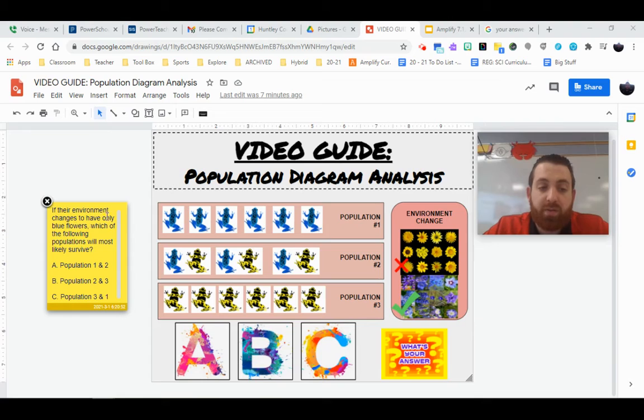Looking at our three populations, if their environment changed to have only blue flowers, which of the following populations will most likely survive? So we have options A, B, and C. Option A, the populations that are most likely to survive are 1 and 2. Option B, the populations most likely to survive are 2 and 3. And then option C, the populations most likely to survive are 3 and 1. So thinking about our populations, thinking about adaptive and non-adaptive traits, thinking about our environment change, which option do you believe will best answer the question, A, B, or C?